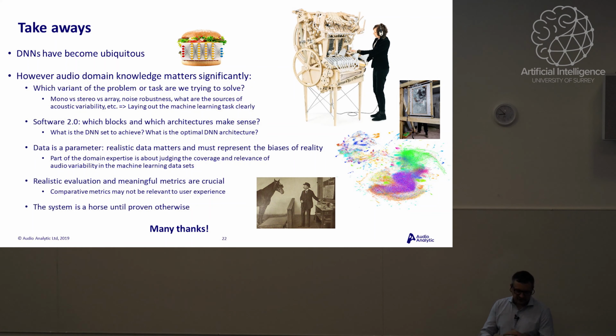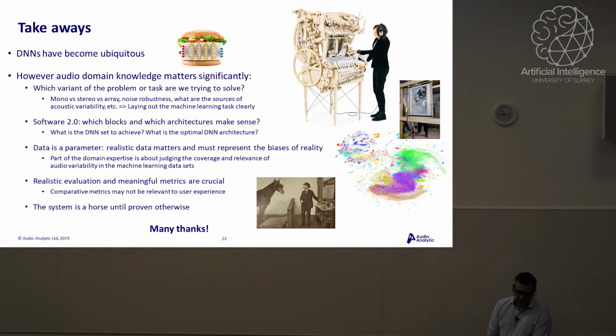And so laying out the machine learning task clearly is very, very important to be able to solve your problem with AI. Also, in the sense of software 2.0, that doesn't mean you don't need to know anything about DNNs. You need to know stuff about DNNs. You need to know which DNNs, what the DNNs are set to achieve. So having some kind of high-level idea of the blocks in your system, so feature extraction, acoustic modeling, long-term modeling, and so on, and design an optimal DNN architecture, or iteratively optimize your DNN architecture to achieve those different functions that are in your macroscopic view of the system.